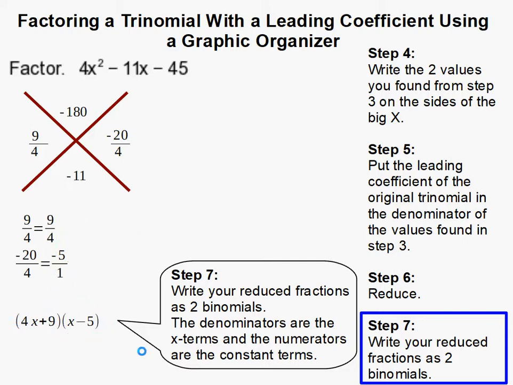Then let's go ahead and FOIL to double check. So we got first: 4x times x, 4x squared. Outer: 4x times negative 5 is negative 20x. The inner is 9x. So negative 20x plus 9x gives me negative 11x. Last: 9 times negative 5, negative 45. And that completes our problem.